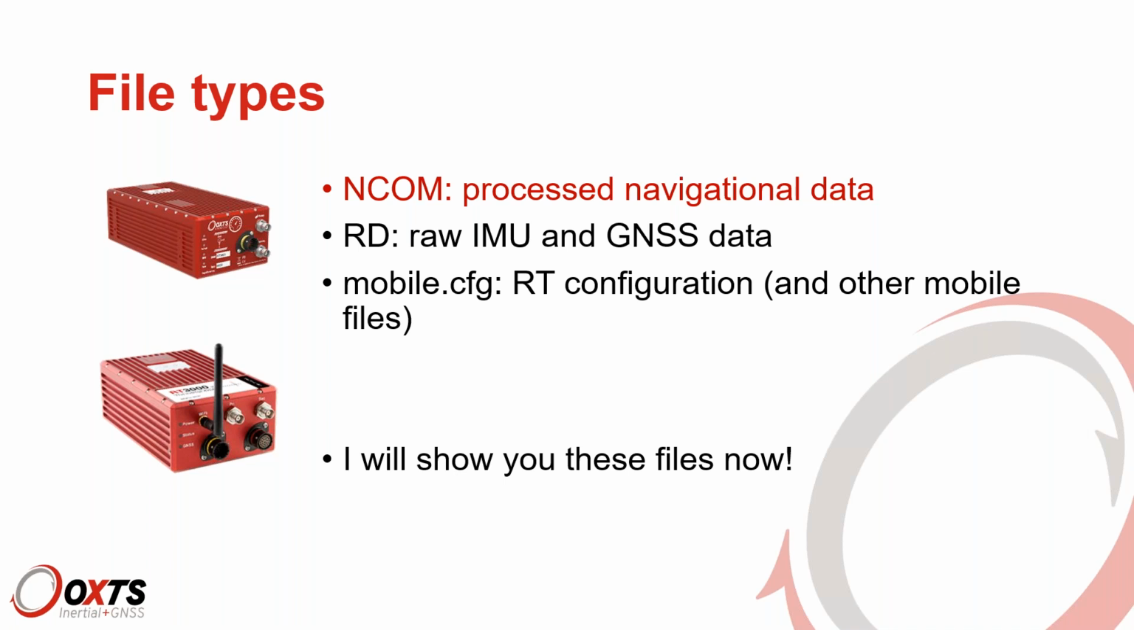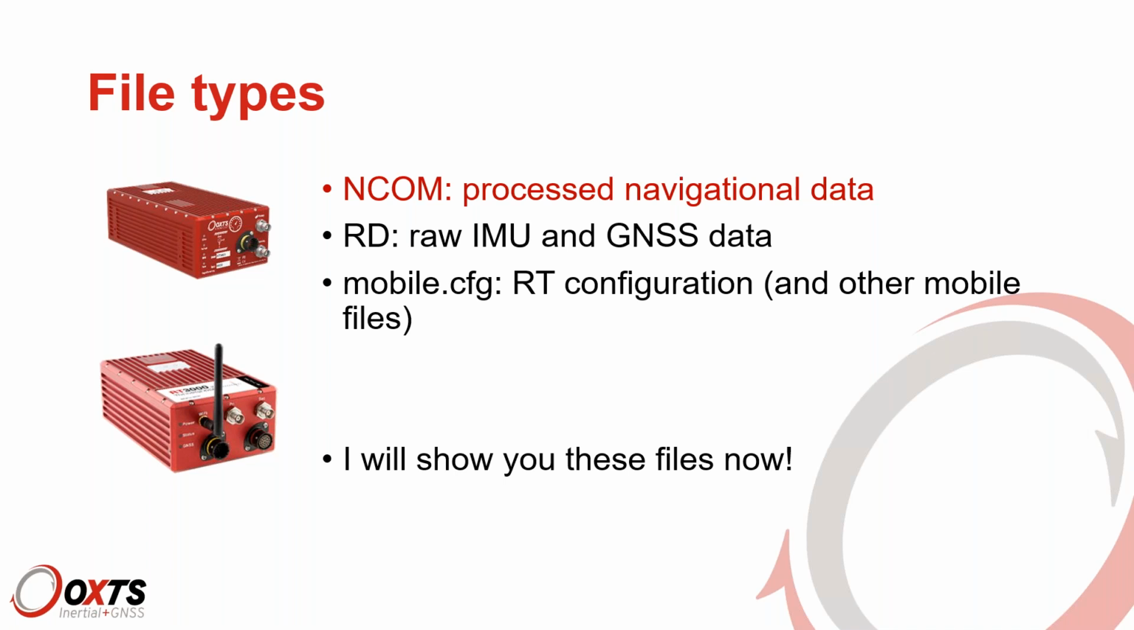So to start with, we'll just go over the RT files. On an RT device, there will be certain files which are stored on the internal memory of the RT by default, and these are RD files. RD stands for raw data, and these files contain the raw acceleration and angular rate data from the IMU, and also all of the measurements from the GNSS receivers.